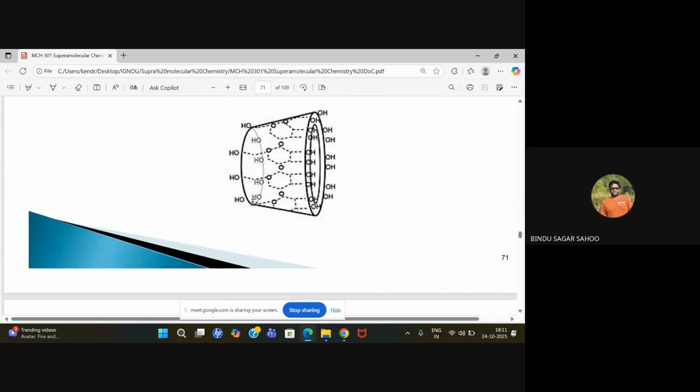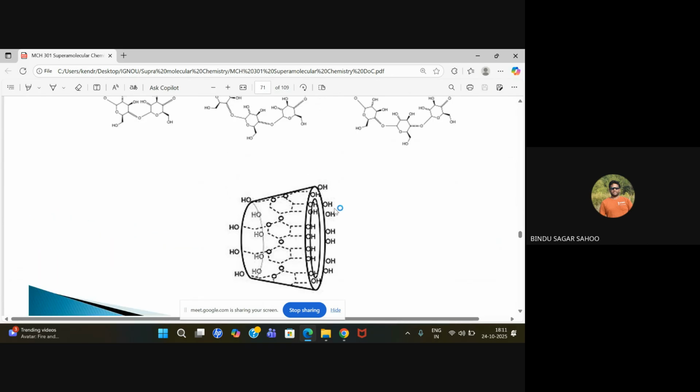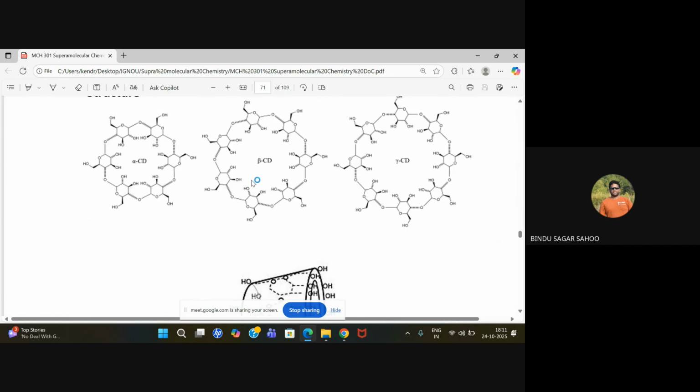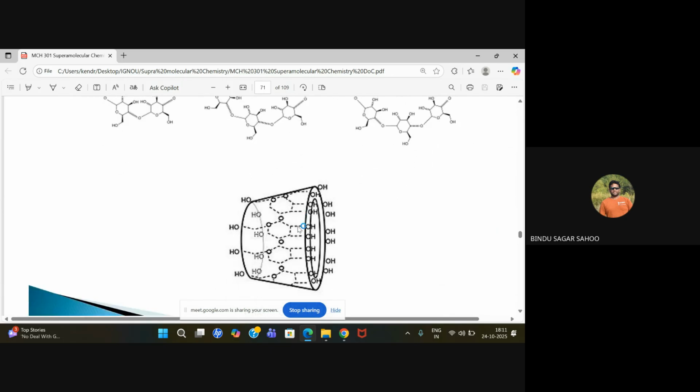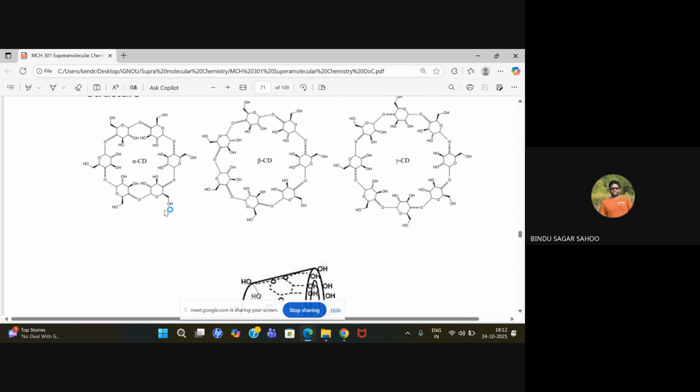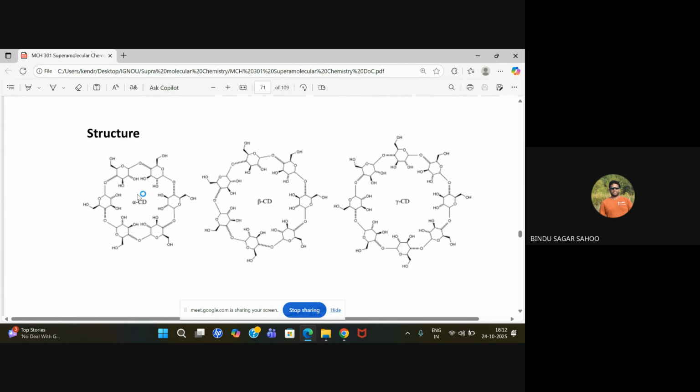In the previous class I already showed you that they form a cone type structure. Here the circle seems circular. No doubt it is circular throughout this plane, but along with this circular path, they form a cone type structure like that. So here, this is alpha cyclodextrin. We can count how many rings are present: 1, 2, 3, 4, 5, 6. So these are the 6 glucose components. They are interlinked with each other by alpha 1,4 linkage. Yes or no?